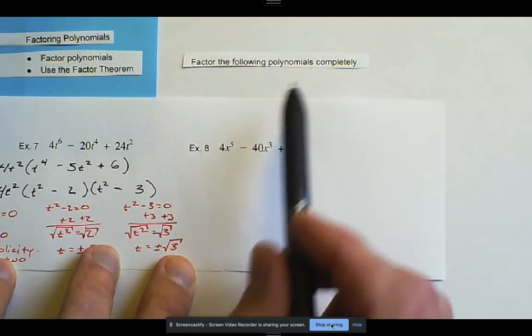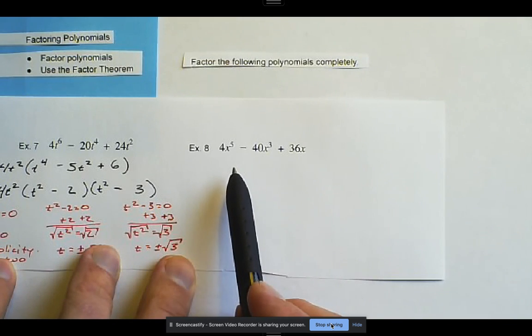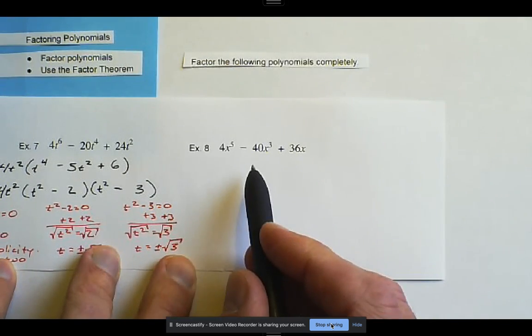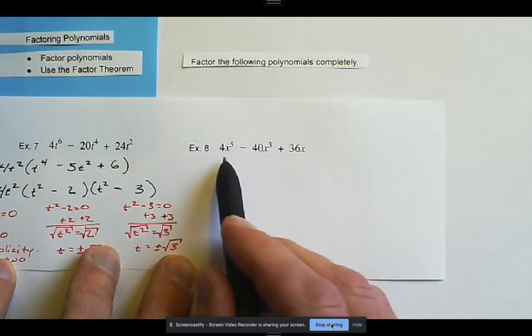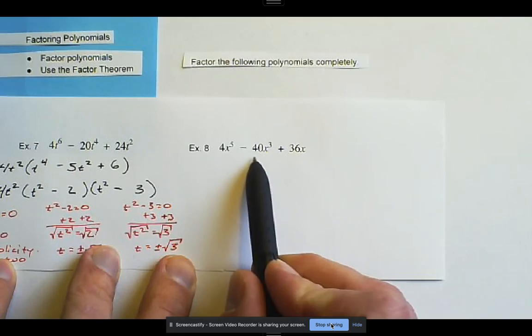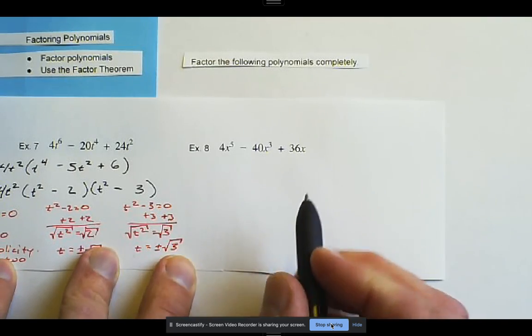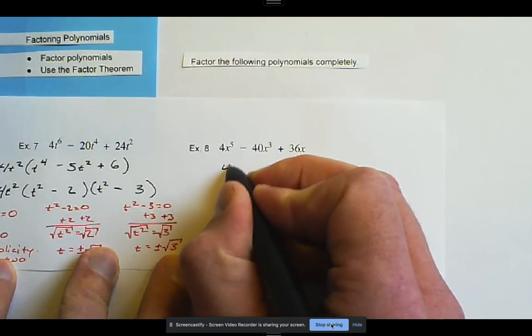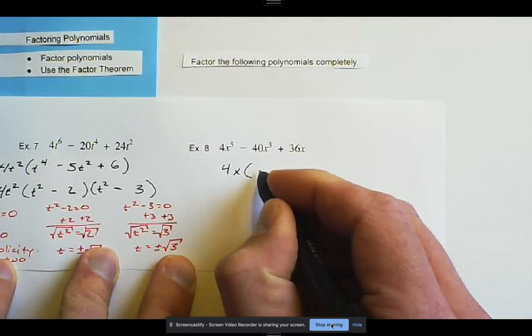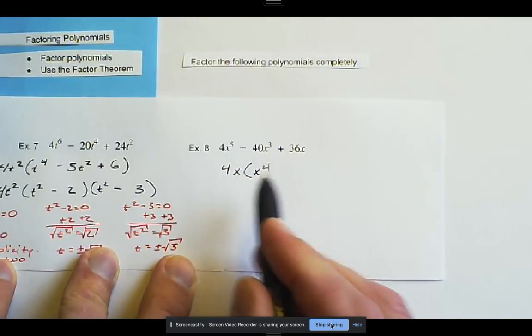Factoring polynomials, and we have example 8 here. So we want to see if these have anything in common, and we notice that all of them have an x, and each one is also factorable by 4. So we can divide a 4x out. 4x to the 5th divided by 4x leaves us with x to the 4th.